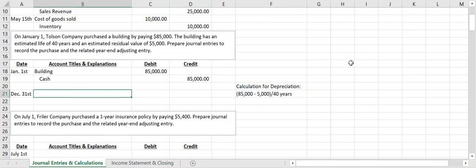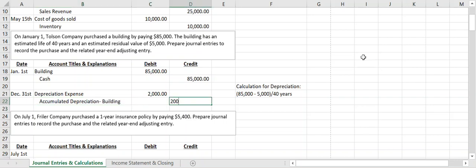We have owned the building for the entire year, so we're going to record an entire year's worth of depreciation expense. So we debit our depreciation expense for the $2,000, and we credit accumulated depreciation on our building for the $2,000. If we had only owned this building for a fraction of the year, we would not have recorded an entire year's worth of depreciation. We would have only recorded however many months that we've owned that asset.